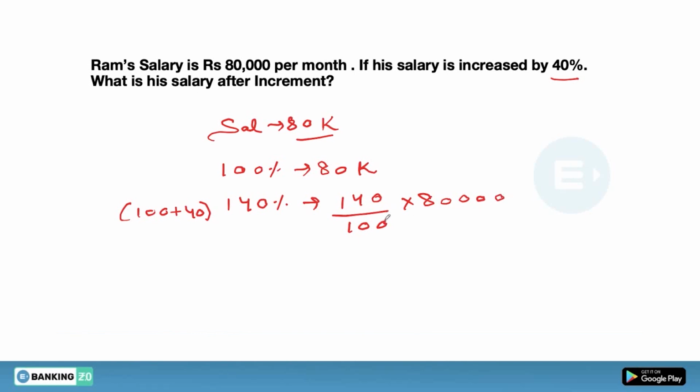Now while solving it, you can directly calculate it, and multiplying by 14 into 8, 14 into 8 will give you 112, and 3 zeros are there. So this means his new salary is what? His new salary is 1,12,000 rupees.